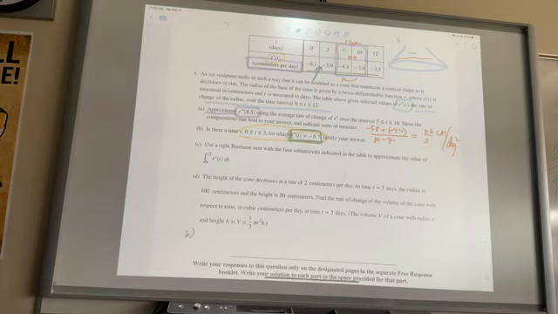Okay, you ready? Yes, ma'am. Yes, I am so ready. Do you guys see somewhere where it says it's differentiable?